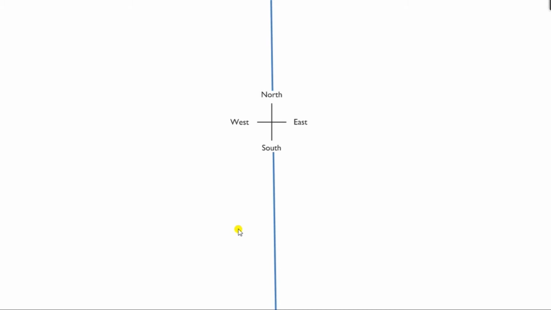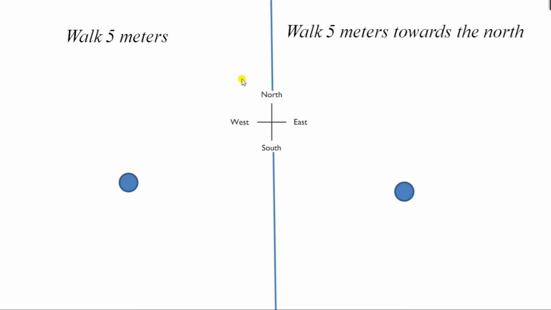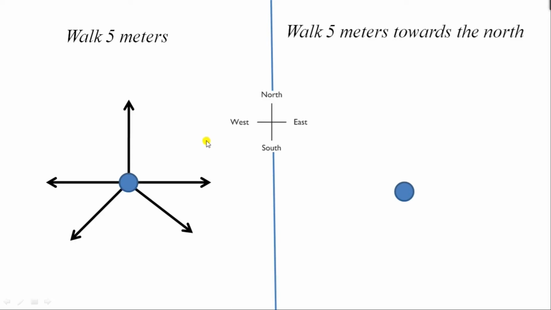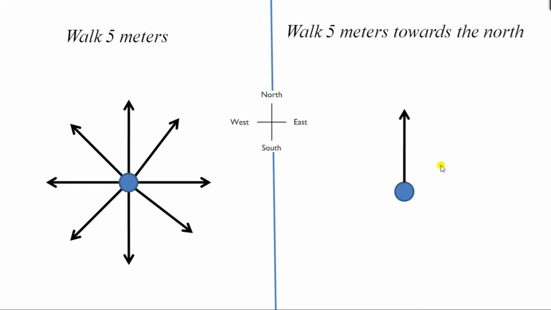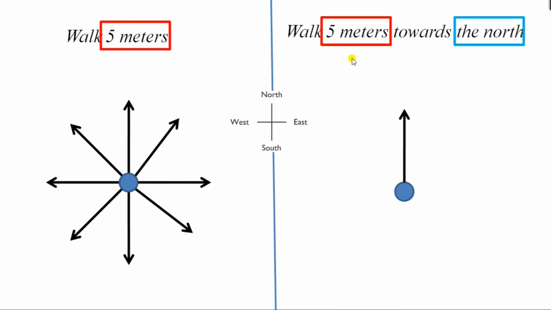So let's understand the vector by a real life example. Suppose you are standing somewhere out here and you have been given two instructions. One, walk 5 meters, and another instruction is walk 5 meters towards the north. So what is the difference between the two instructions? In the first case you can walk 5 meters in any direction, but here you have to walk in a specific direction, that is towards the north. So here we have a number only, magnitude, and here we have a magnitude and direction.